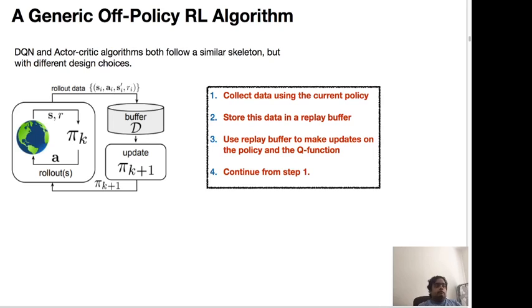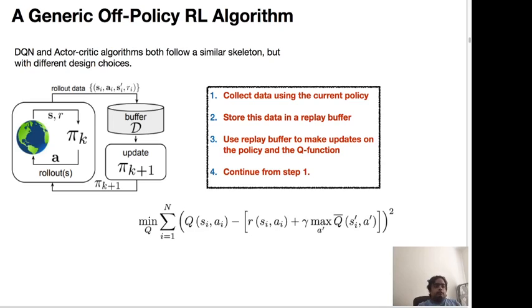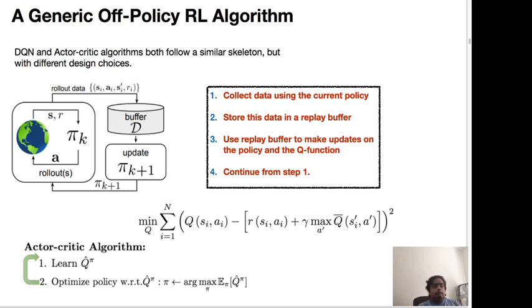DQN and actor critic algorithms both follow a similar skeleton, but with different design choices for the buffer, for how much data the buffer contains, what policies contribute to the data set in the buffer, etc. DQN, for instance, minimizes the Bellman error objective, which is shown on the slide, by using data from the replay buffer D. An actor critic method, on the other hand, tries to estimate the value of the current policy in terms of a neural network, so that's Q hat pi, and optimizes the policy against this estimated Q function or estimated value for the policy.